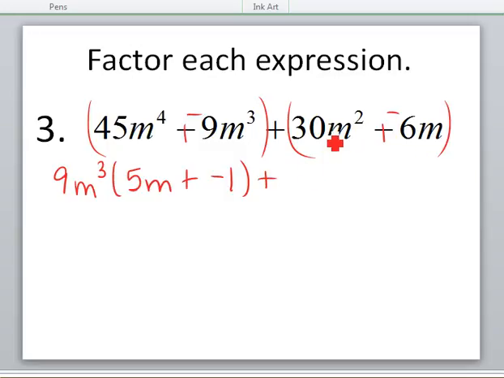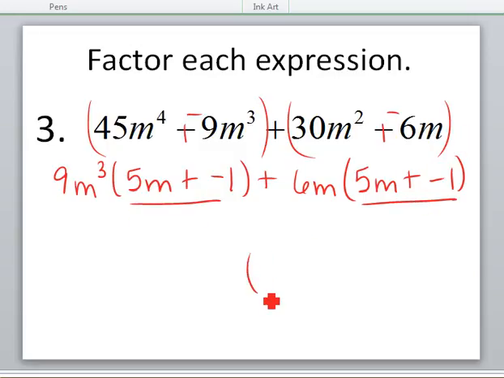Plus, the greatest common factor here would be 6. And they both share an m in common, so I need to pull out an m. 6 times 5 gives me the 30m times m is m squared, plus 6m times negative 1 will give me the negative 6m. So again, I end up with the same thing inside the parentheses. I'll write that one time as 5m minus 1 instead of 5m plus negative 1, same thing. And then out front I'll write 9m cubed plus 6m.